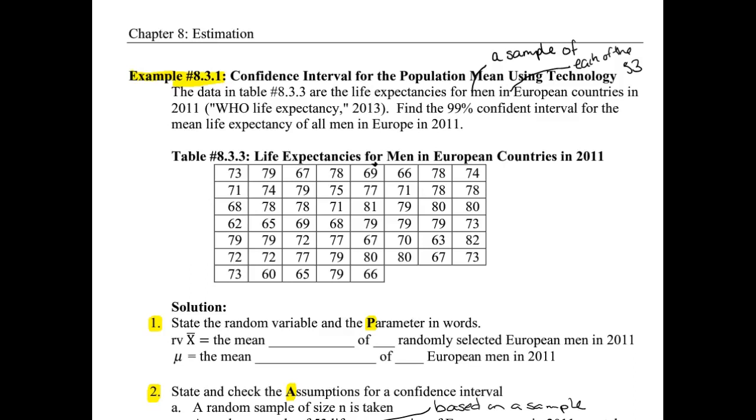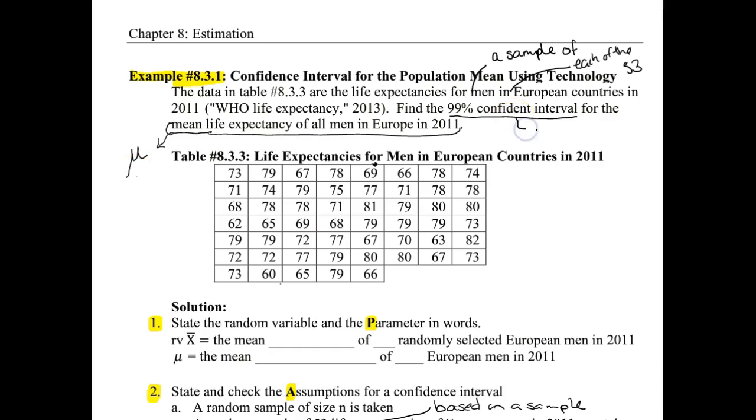So example 8.3.1, confidence interval for the population mean using technology. The data in table 8.3.3 are the life expectancies for a sample of men from each of the 53 European countries in 2011. And we're asked to find a 99% confidence interval for the mean life expectancy of all men in Europe in 2011.